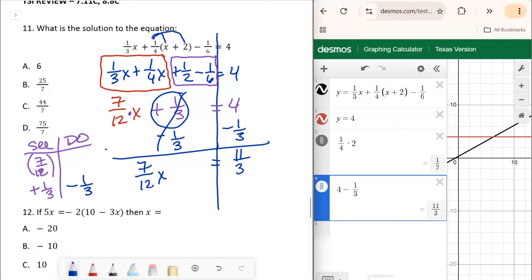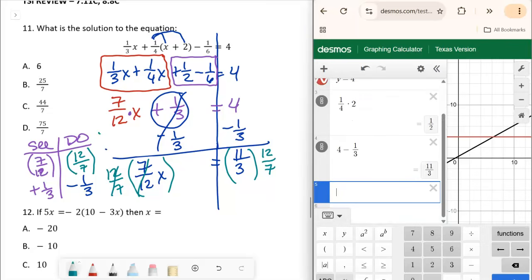The last step is to divide, right, by a fraction, but when you're dividing by a fraction, you're really multiplying by the reciprocal. So I'm going to multiply both sides by 12 over 7 so that the 7 over 12 cancels. Put it in Desmos, 11 divided by 3, arrow over, times 12 over 7. Hit the fraction button, and that will give you your answer.